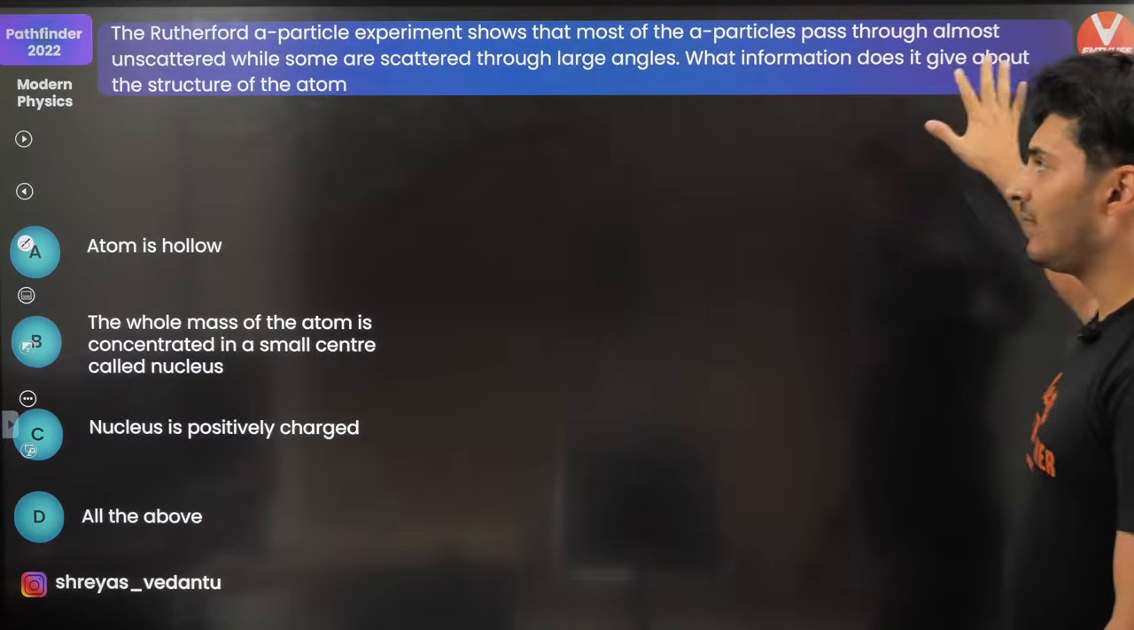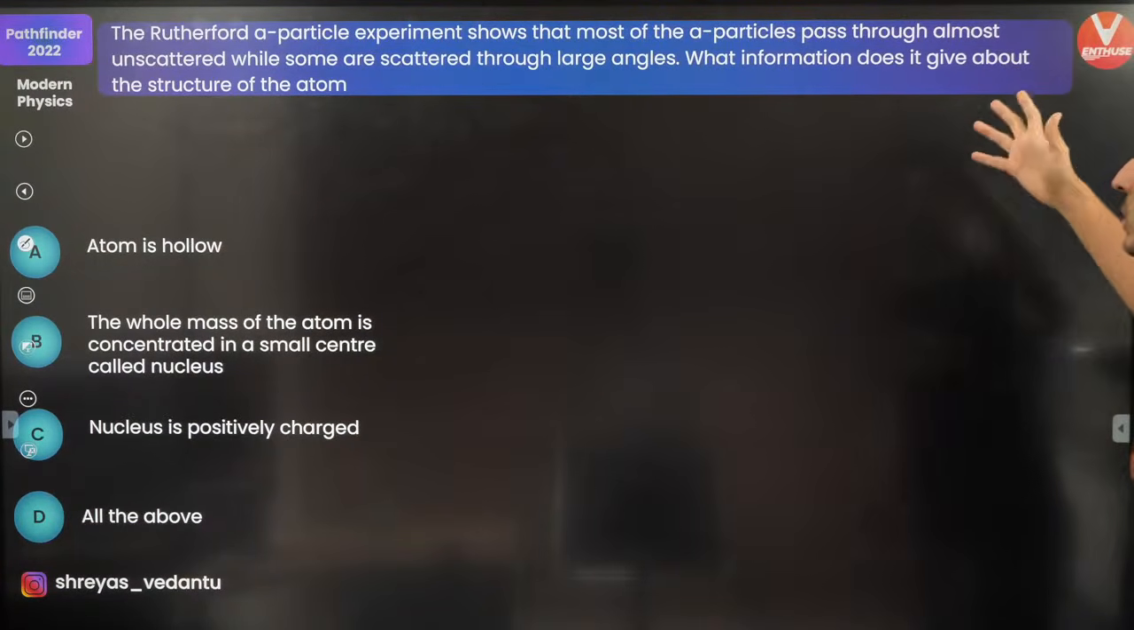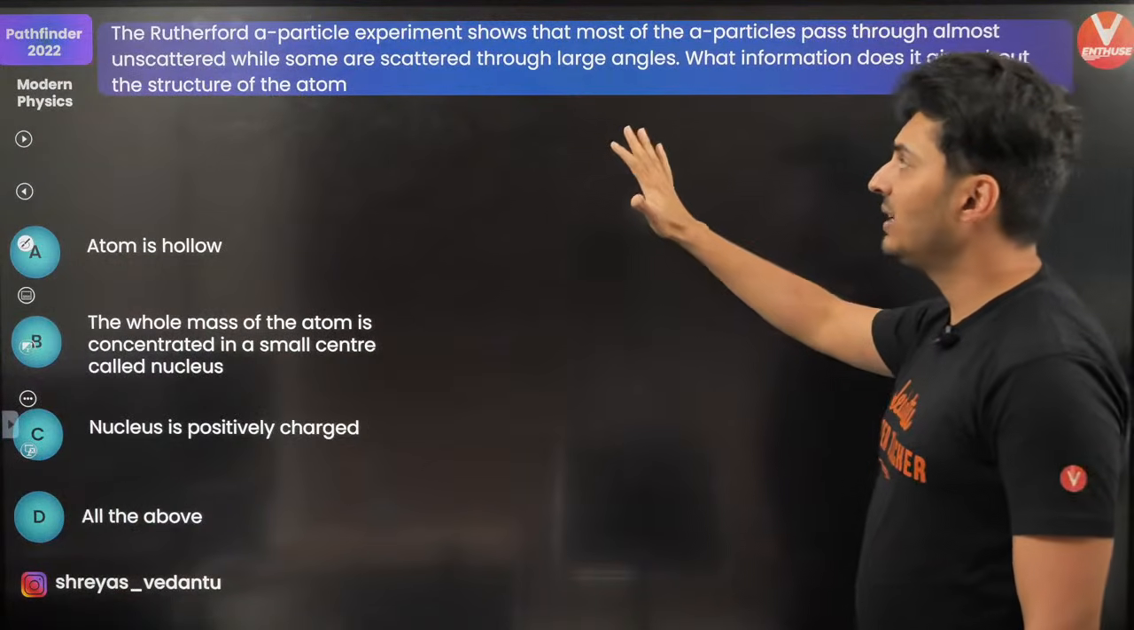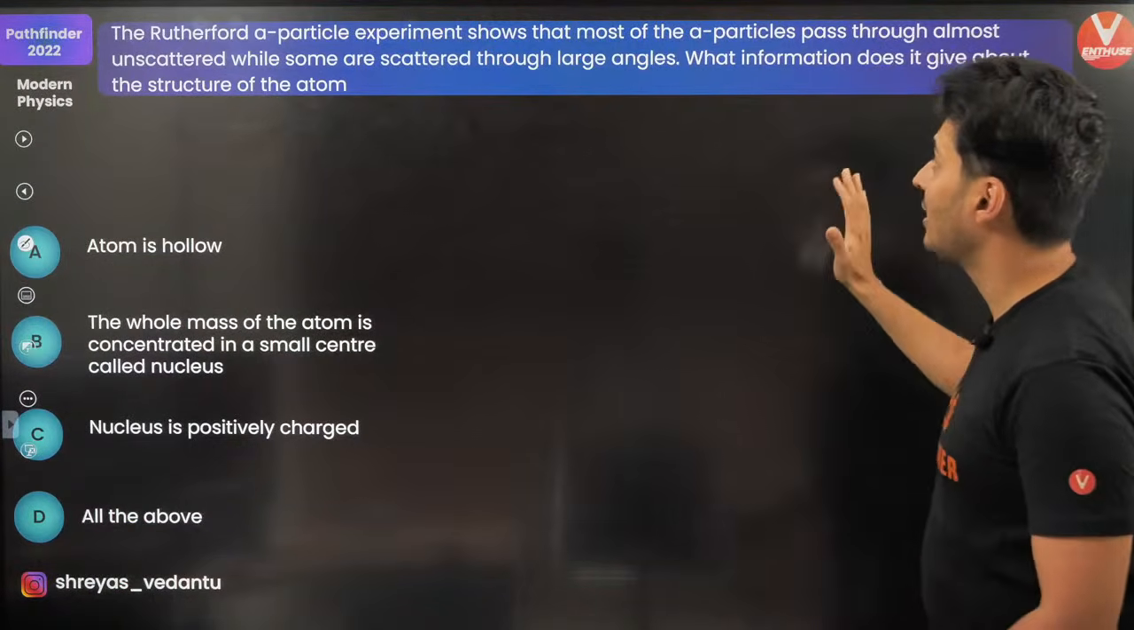Rutherford's alpha particle experiment shows that most of the alpha particles pass through almost unscattered, while some are scattered through large angles.